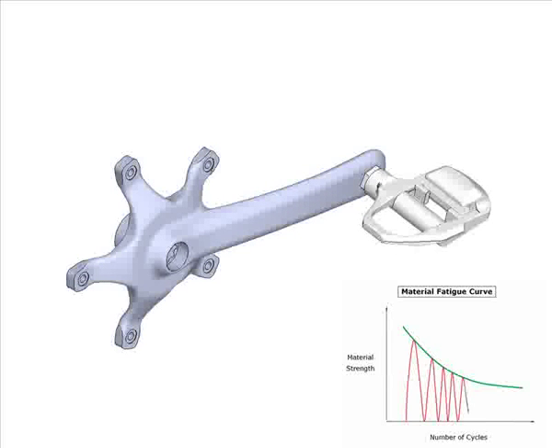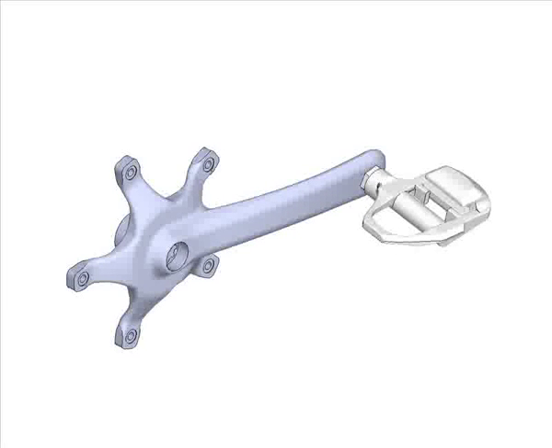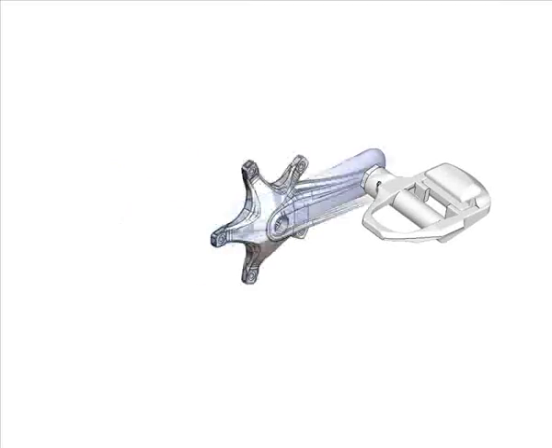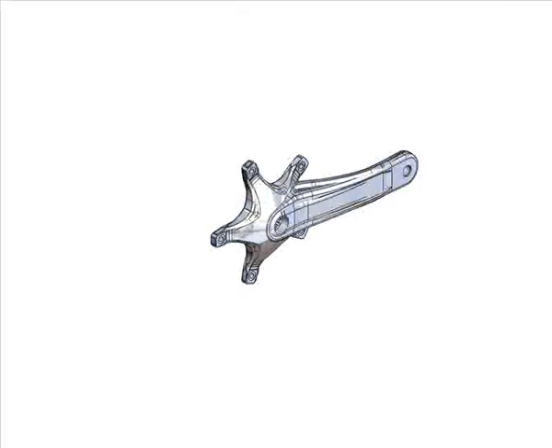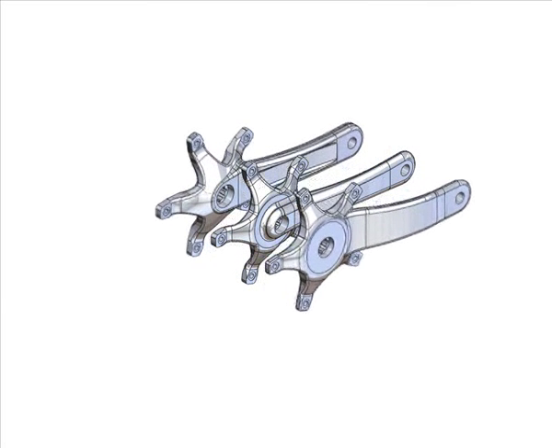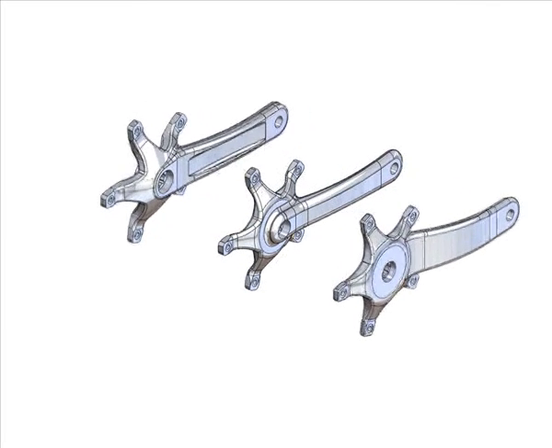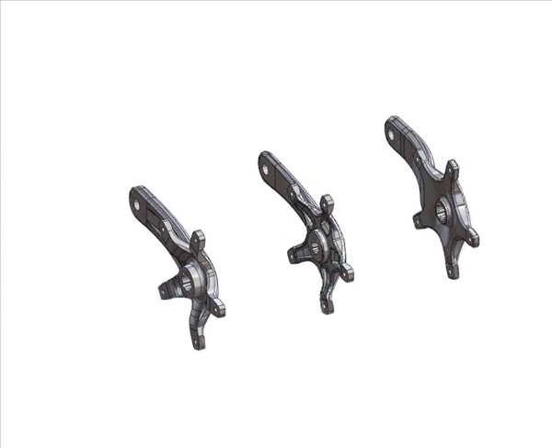What if we could test the life of a part in a matter of seconds to make sure we have the best design choice? SolidWorks simulation gives us that ability. By incorporating the material strength variation with load cycles, SolidWorks simulation can provide excellent insight into the life of a part. Here, we have three different crank designs, but we want to know which one will last the longest.